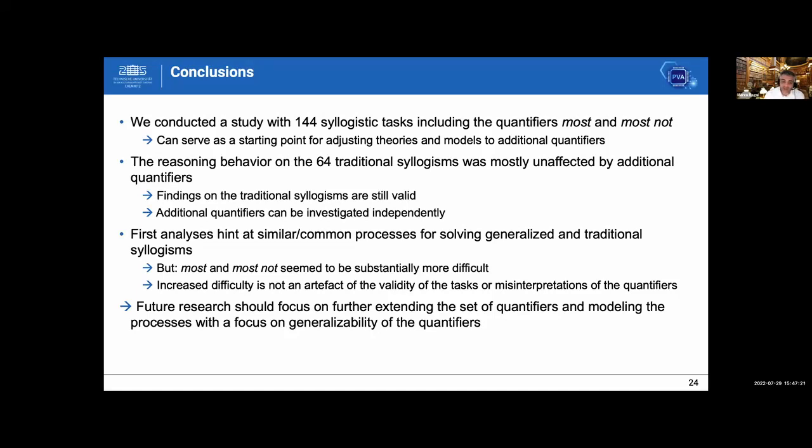Future research should look into extending the set of quantifiers, and especially into modeling these processes with a focus on generalizability of the quantifiers. There are at least two cognitive theories, the probabilistic heuristic model (PHM) and mental model theory, especially mReasoner, which make predictions for that. Thank you very much for your attention, and I'm looking forward to your questions.